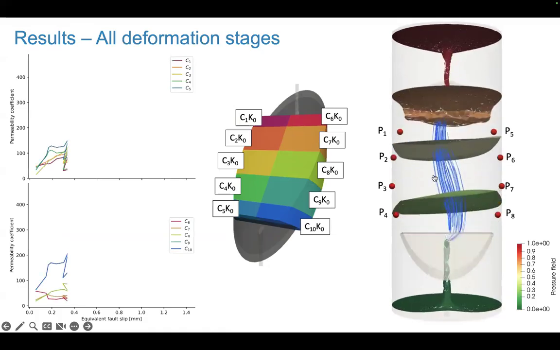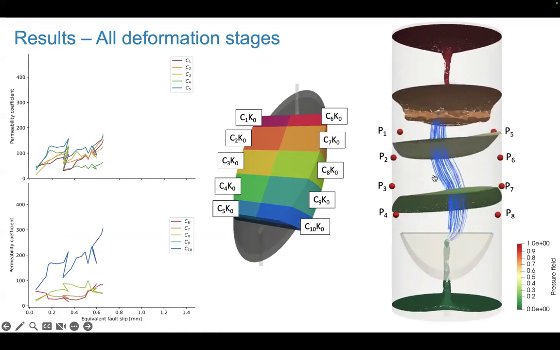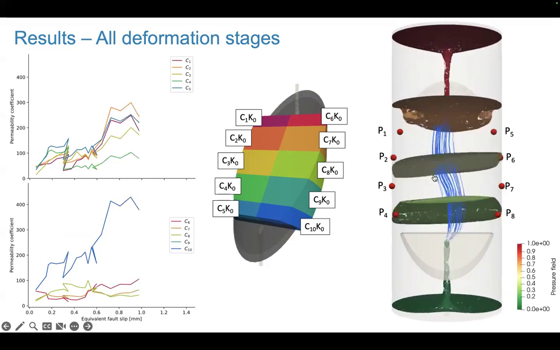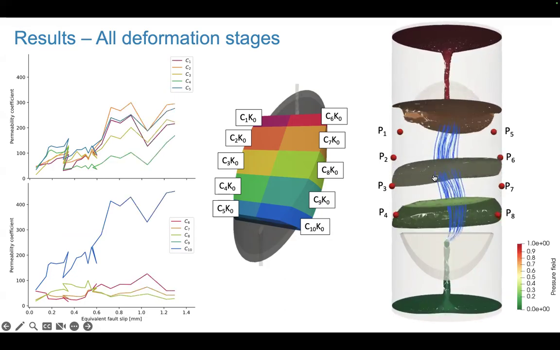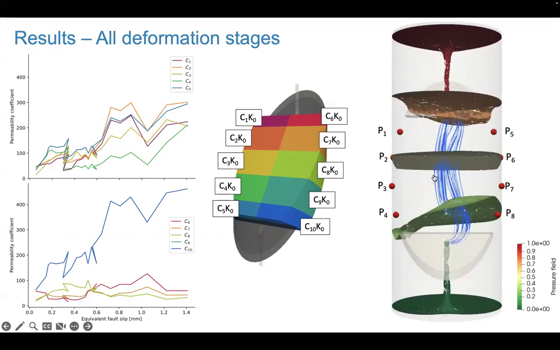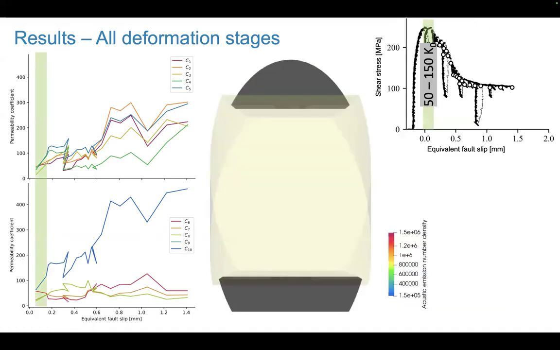So if you repeat this process for all the 23 stages of the experiment, you can optimize the 10 independent values of permeability for each stage. So you have a time and space evolution of permeability during faulting. Let's first focus on the time evolution.